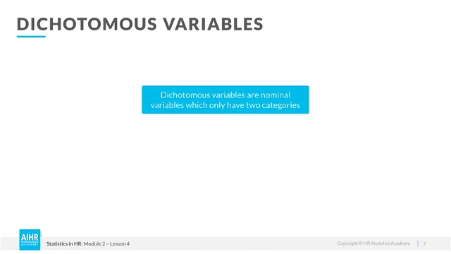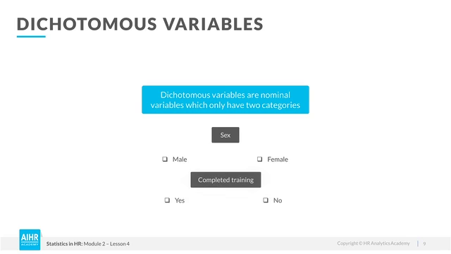Dichotomous variables are nominal variables which only have two categories. For example, if we were looking at gender, we would categorize somebody as either male or female. This is an example of a dichotomous variable. Another example might be if we asked the person if they completed a recent training. In this case, we may categorize training completion as either yes or no.